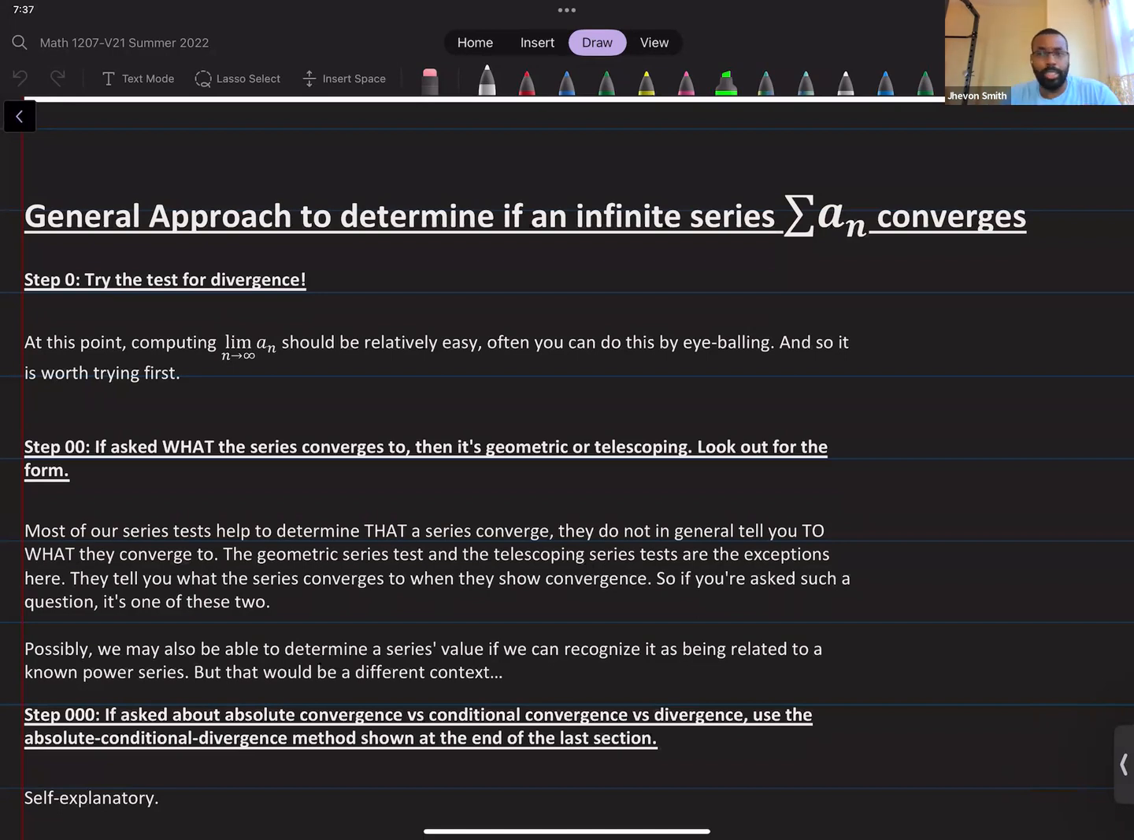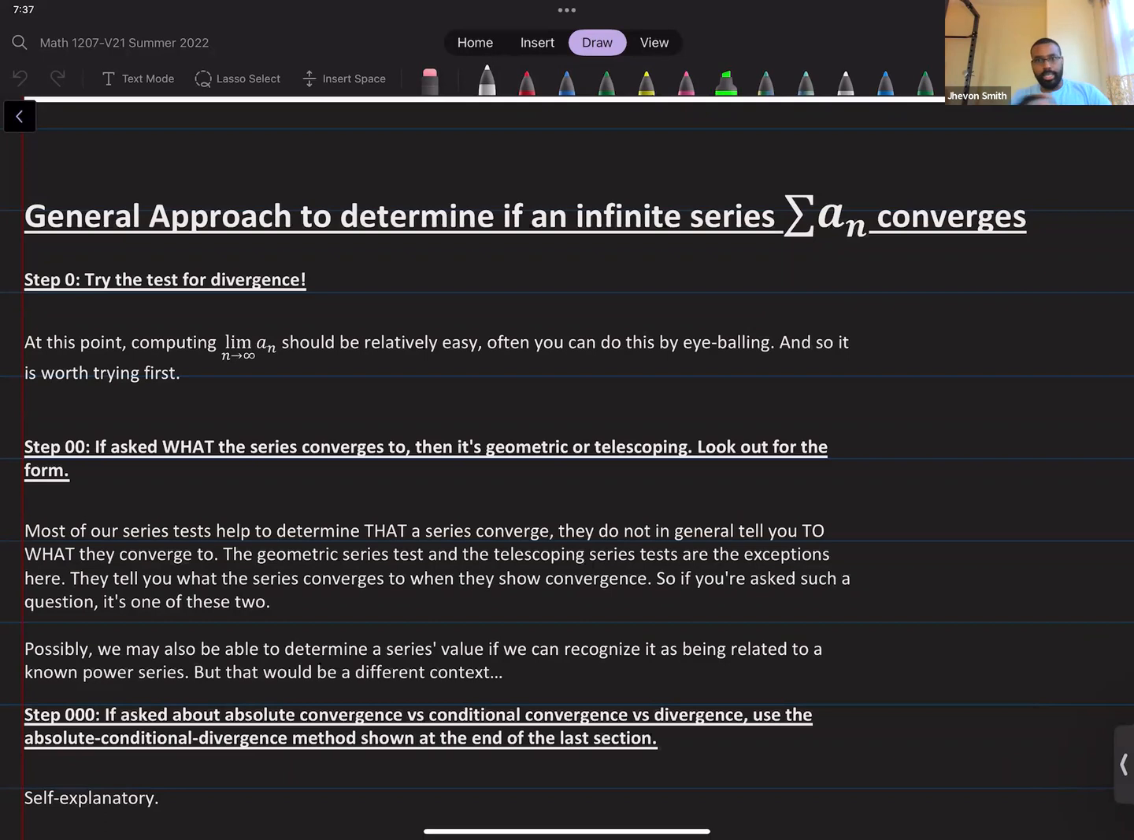And then if I ask you about absolute convergence versus conditional convergence versus divergence, use the method that I told you earlier, which is, again, you check for divergence first, then you check for absolute convergence. If it converges, you stop and say it's absolutely convergent. If it doesn't converge, you remove the absolute values and then check for conditional convergence. If it converges there, say it converges conditionally. If it diverges there, just say the original series diverges in general. And that's basically the method.